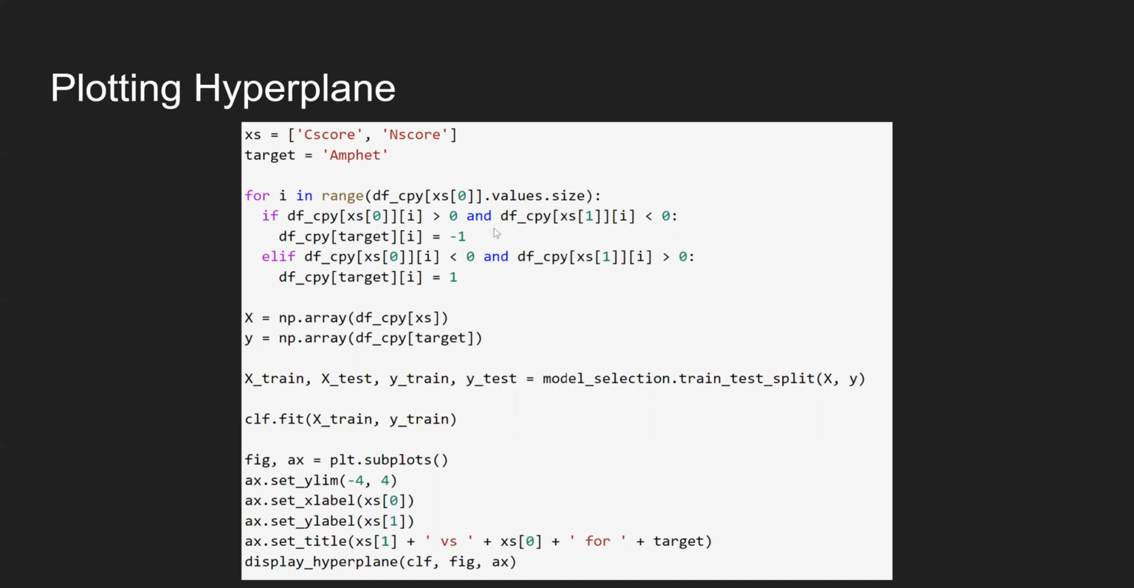And then here I just created a function, well, not really a function, just a loop to set the classes to equal -1 or 1 based on the Boolean conditions. And then here we just set up the NumPy arrays. Then we split the training and testing data. We fit it, and then we just set the limit, the Y limit scale, and then the labels and the title, and then we displayed it. So let's take a look.